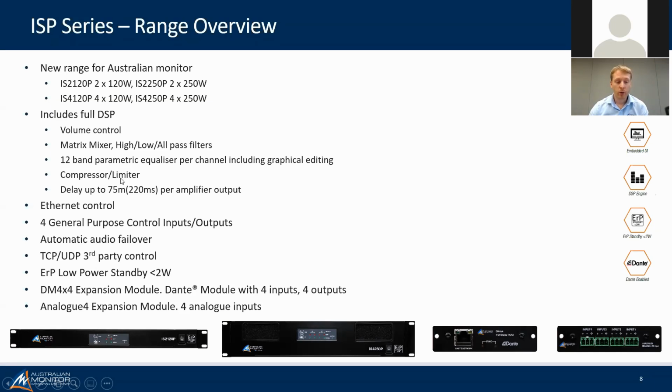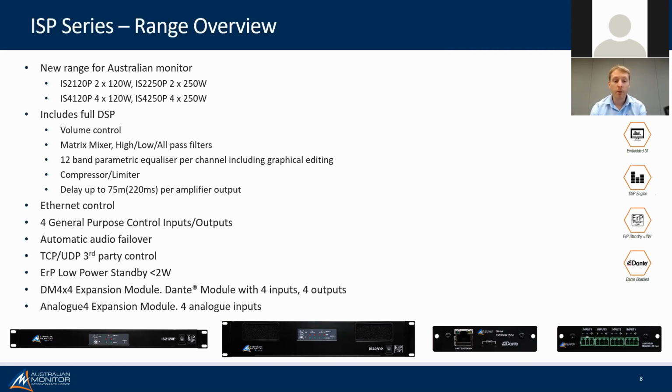There is a compressor or limiter, so you basically pick which function you want on the output channel, and you can fully configure how that compressor or limiter operates. And there is a delay of up to 75 meters per amplifier output. So that's equivalent to 220 milliseconds of delay that you can put on an output. There is Ethernet control. On the back of the product, there is an Ethernet port, and that allows you to gain access in order to configure through the control software or through third party. Obviously, the capability to then remotely control the product is another huge bonus for this product.